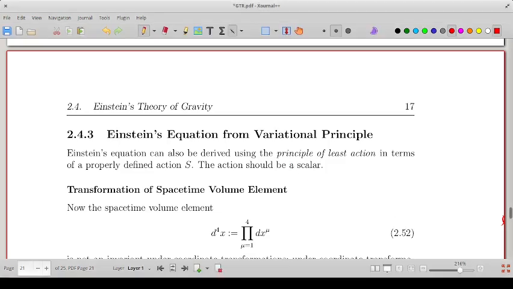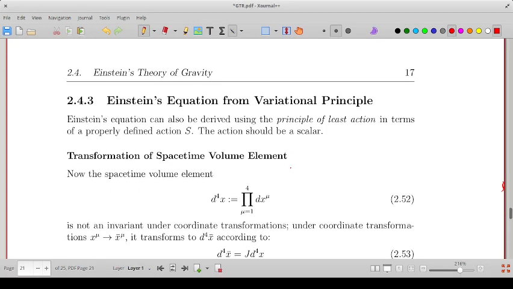Einstein's equation from variational principle. Einstein equation can also be derived using the principle of least action in terms of a properly defined action.